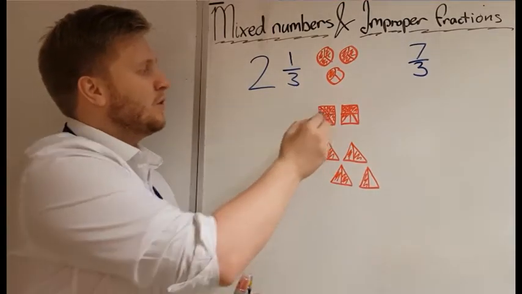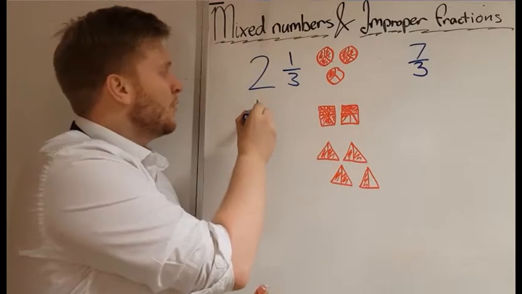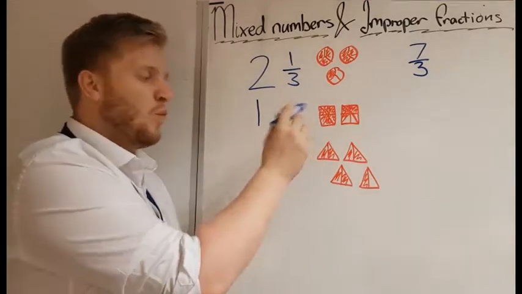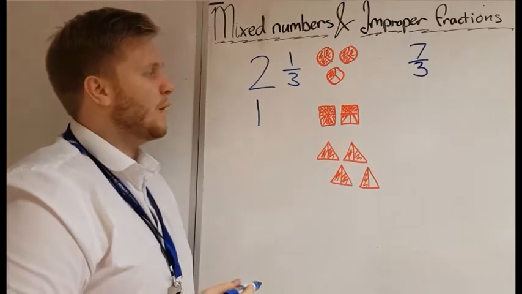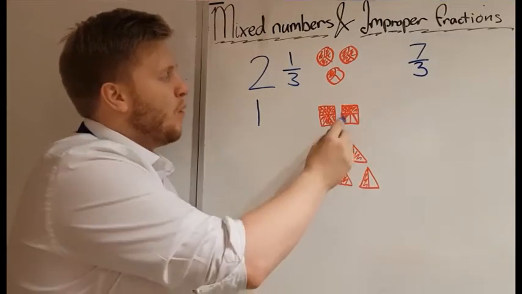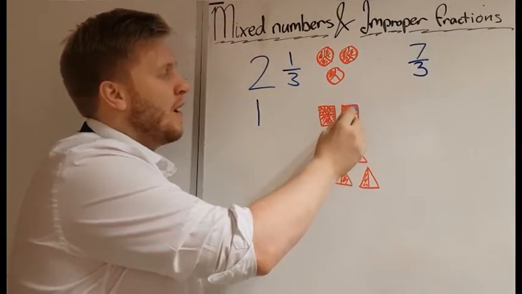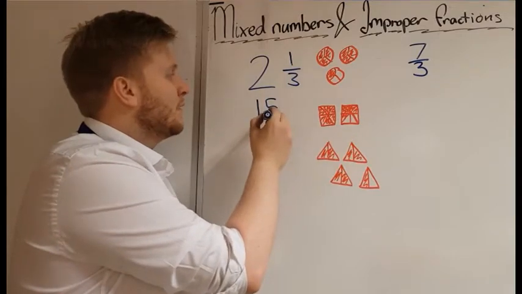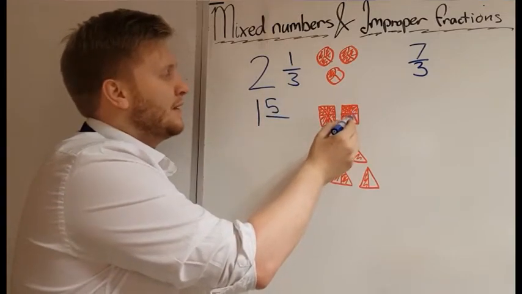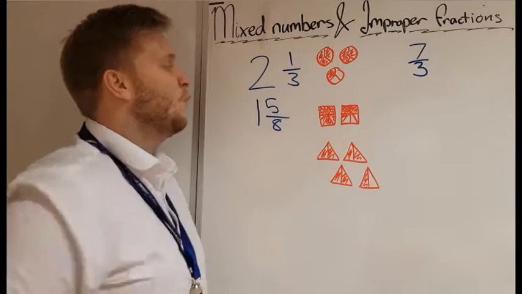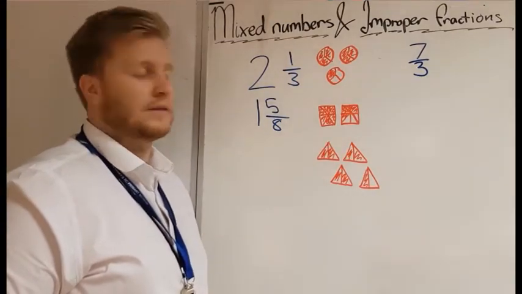Okay, so we can see we've got two squares. There is one completely shaded one in. So that's a 1. We've got a whole one there. Okay, and then we have 1, 2, 3, 4, 5 out of 6, 7, 8. So we have 1 5/8.